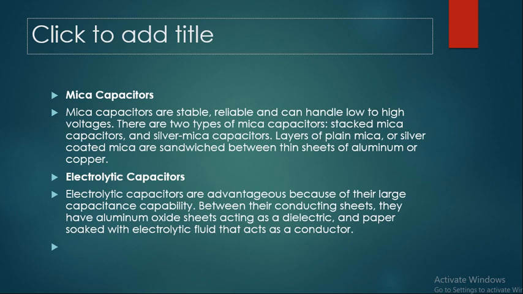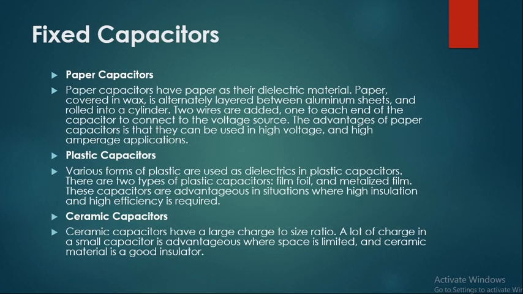The next category of fixed capacitor is electrolytic capacitors. Electrolytic capacitors are advantageous because of their capacitance capability. Between their conducting sheets, they have aluminium oxide sheets acting as dielectric and paper soaked with electrolytic fluid that acts as a conductor. So these are all the different categories that come under fixed capacitor.